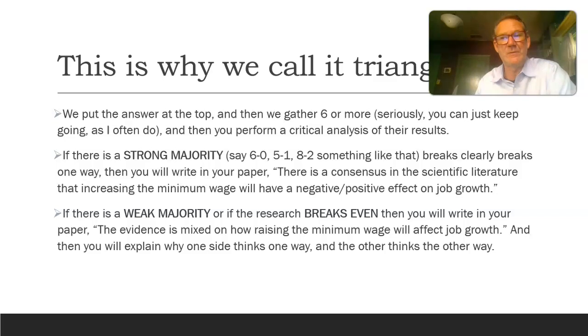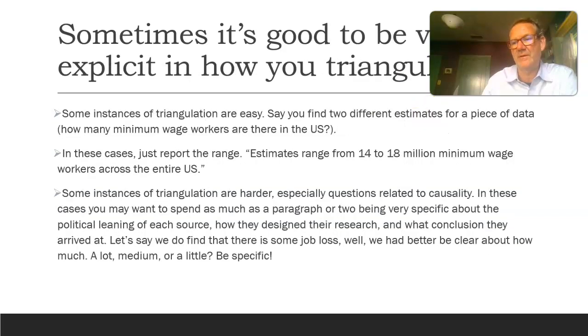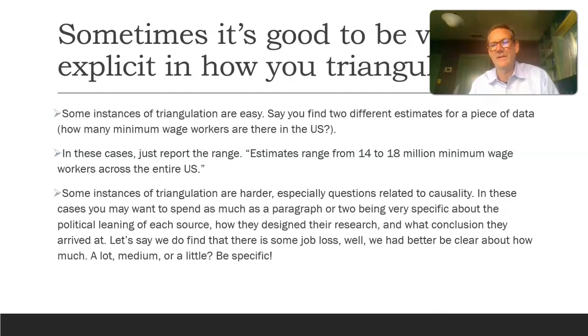The scientists tend to be more in agreement than the politicians on a lot of these things. If there is a weak majority, or if the research breaks even, then you will write in your paper, the evidence is mixed on how raising the minimum wage will affect job growth. And then you need to explain each side of the question here, right? So you want to explain why one group thinks yes, why one group thinks no, exactly like that. And sometimes it's quite important to be very explicit about how you are triangulating, okay?